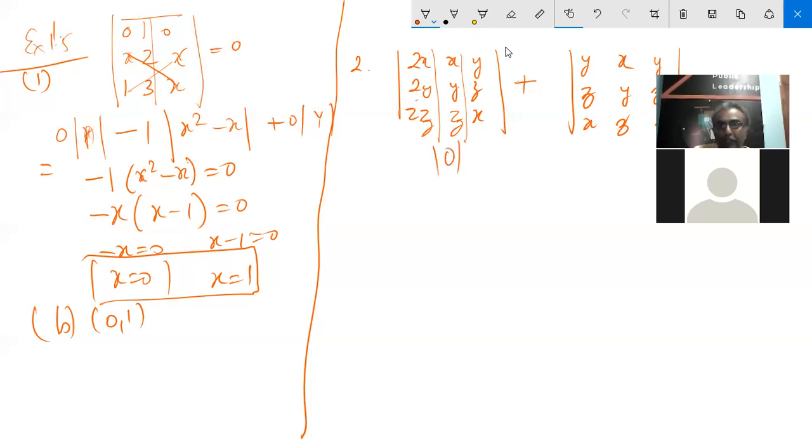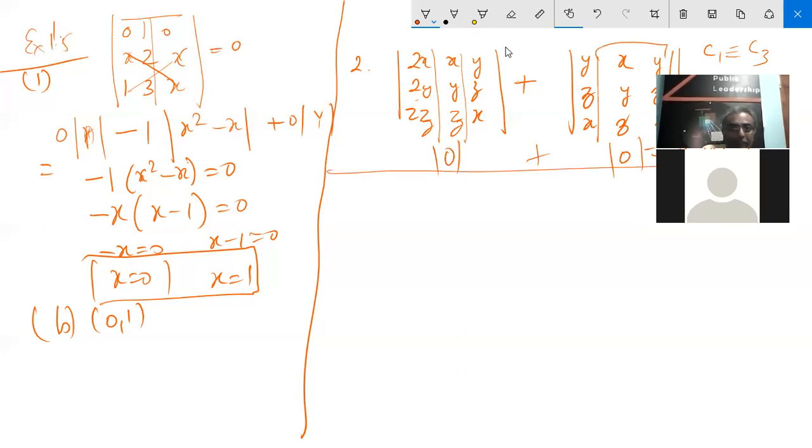Same way, we have to see y, z, x, y, z, x, y, z. Again, identical. Two rows are identical. Column C1 is identical to column C3. So 0 matrix, and the value is 0. So the answer is D, 0. It looked very big, but the sum became very small.